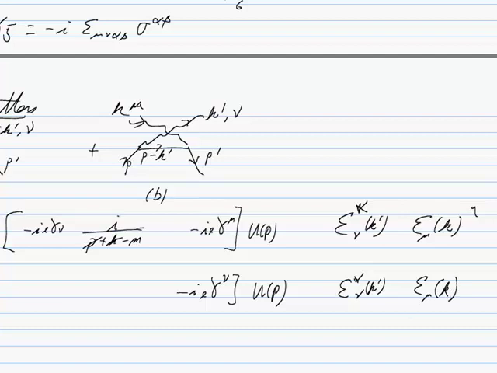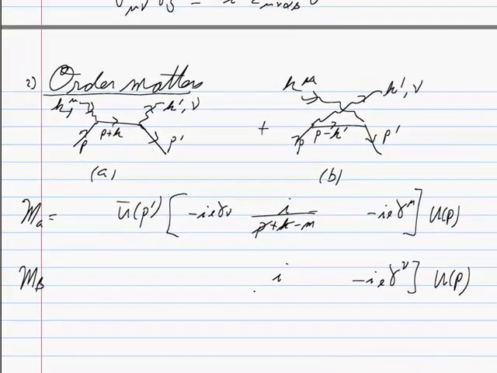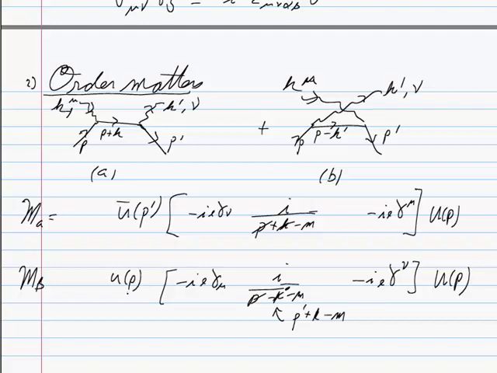The propagator is probably obvious to everybody. i over p slash minus k slash minus m. Or we could have used this as p prime plus, okay, actually I have a mistake there. It's p slash minus k prime slash, or p prime plus k minus m. Could use either. And then finally this is minus i e gamma mu. Okay, u bar p prime. Okay, so order counts.